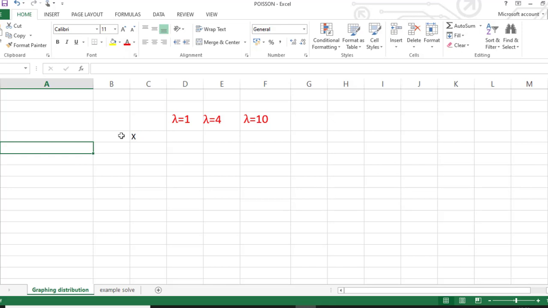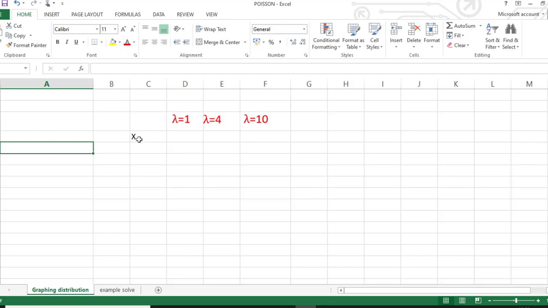So in this class we would be drawing the graph of Poisson distribution for different values of lambda, and we would also be validating our results of mean and variance as we have seen theoretically. Besides this, we would also solve our example using Excel command.